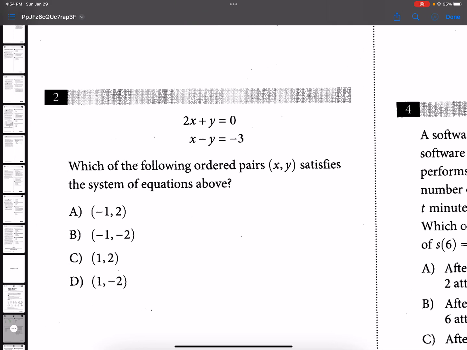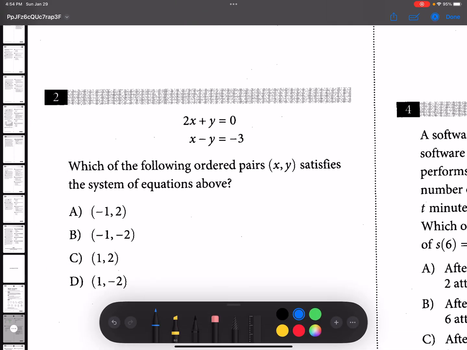Number 2. Which of the following ordered pairs satisfies the system of equations above? I'm going to multiply this equation by 2. So 2x minus 2y is equal to minus 6. If we subtract, we get rid of x. That'll give us 3y is equal to 6. So y is equal to 2. If y is equal to 2, that means 2x plus 2 is equal to 0. 2x is equal to negative 2, and x is equal to negative 1. So that means A is our answer.